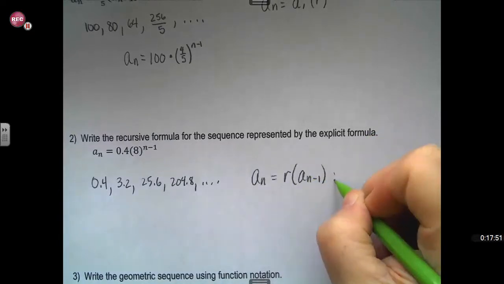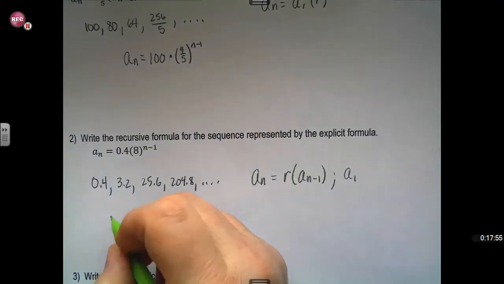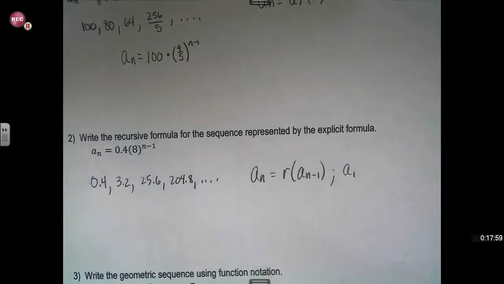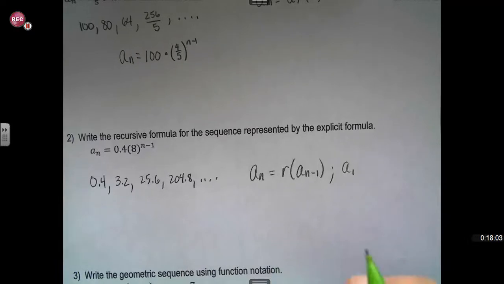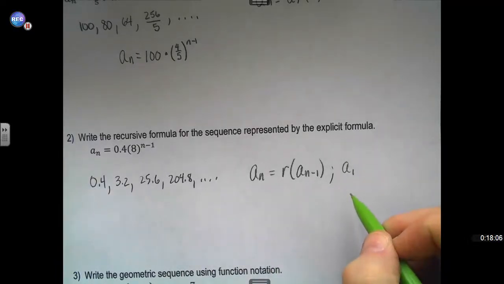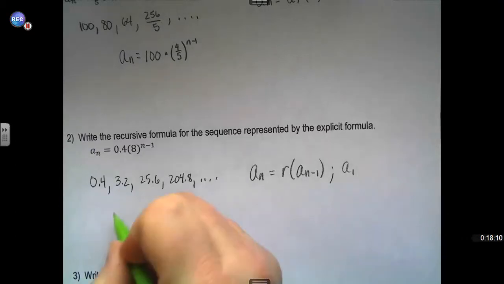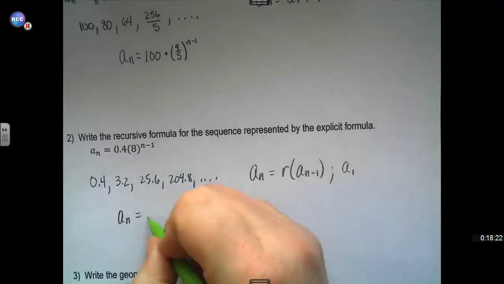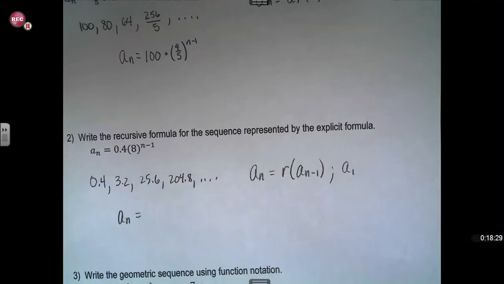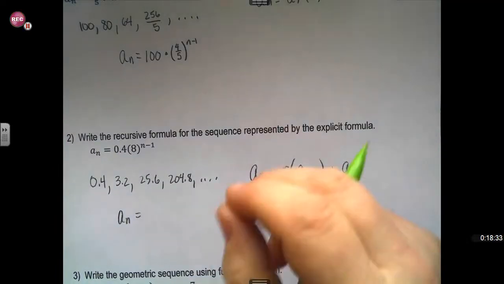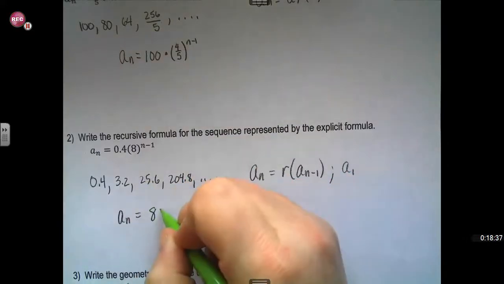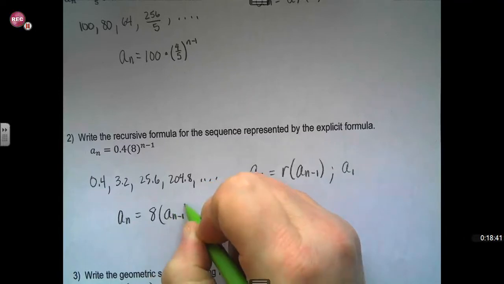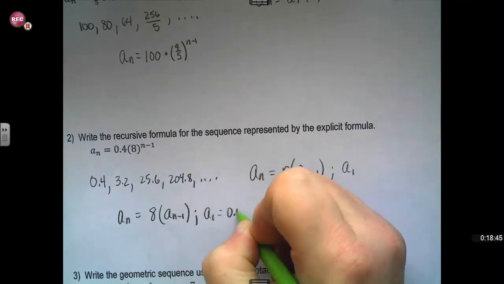So the recursive formula, a sub n equals the common ratio times a sub n minus 1. And then I have to give a sub 1. So for this one, we would have a sub n equals the common ratio, which is 8, times a sub n minus 1, and a sub 1 is 0.4.